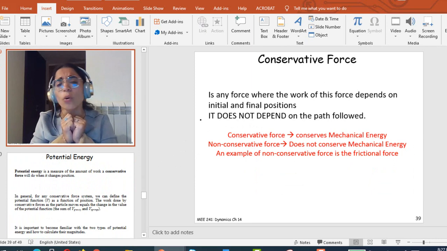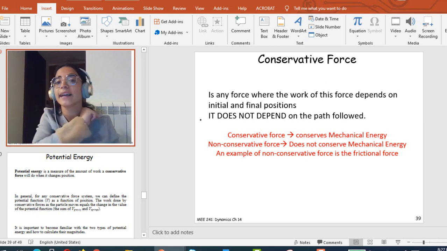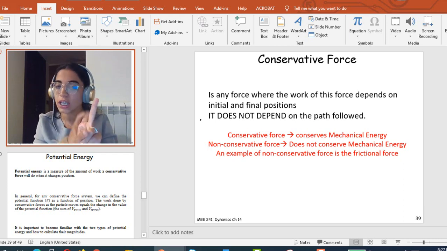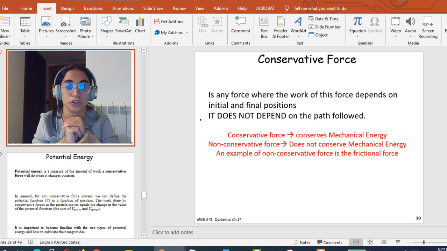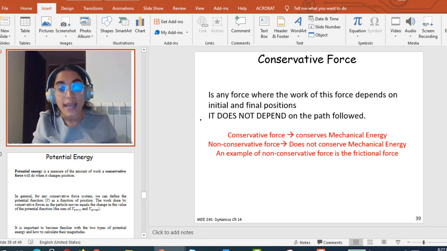Now, why is it called conservative? Because a conservative force conserves the mechanical energy. What is a mechanical energy? A mechanical energy at a certain time or at a certain position is the sum of the potential energy and the kinetic energy. And we're going to talk later on about the potential energy. Now, what if I have a non-conservative force? A non-conservative force does not conserve mechanical energy.